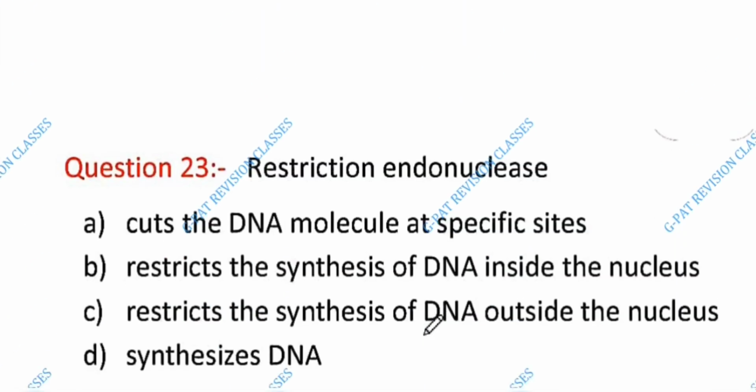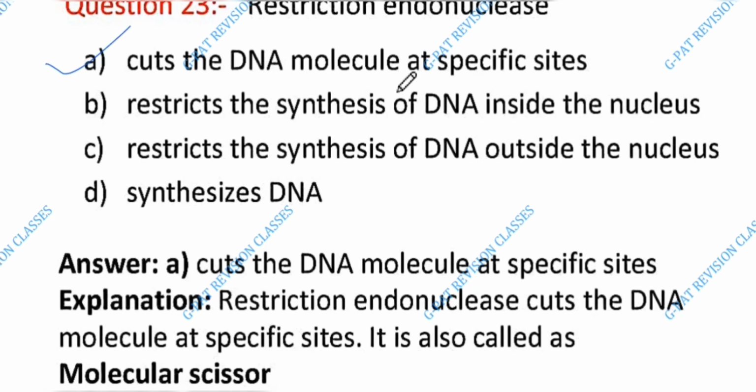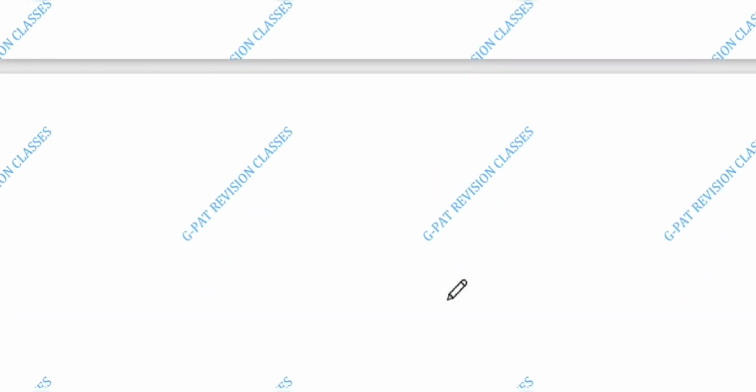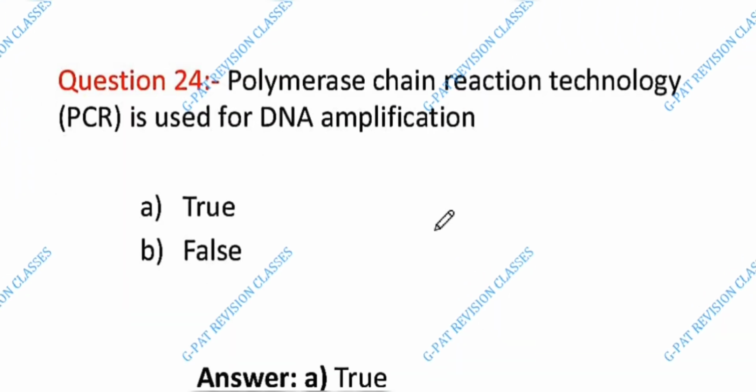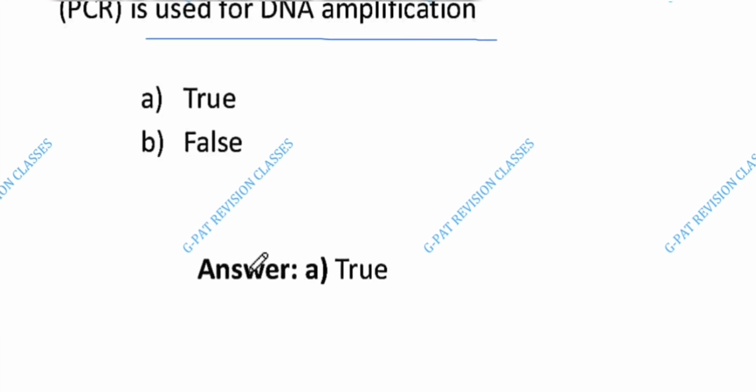Next is question number 23. Restriction endonuclease cuts the DNA molecules at specific sites. Explanation is: restriction endonuclease cuts the DNA molecules at a specific site. It is also called molecular scissors. The answer is A. Okay. Next is question number 24. Polymerase chain reaction technology, PCR, is used for DNA amplification. The answer is true. Okay, true.